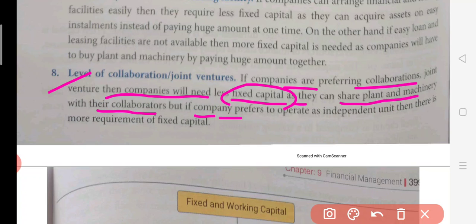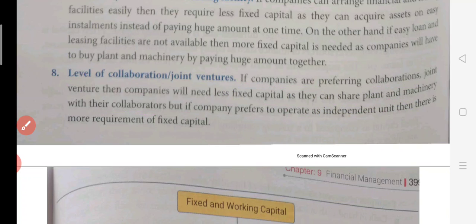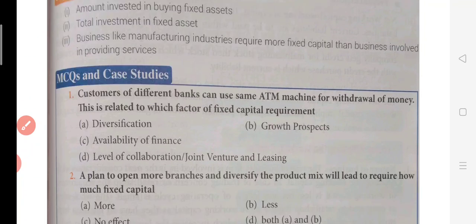But if the company prefers to operate as an independent unit, suppose the company doesn't want to join hands with another company and just wants to do business separately, then in this case they will have to go for more fixed capital.